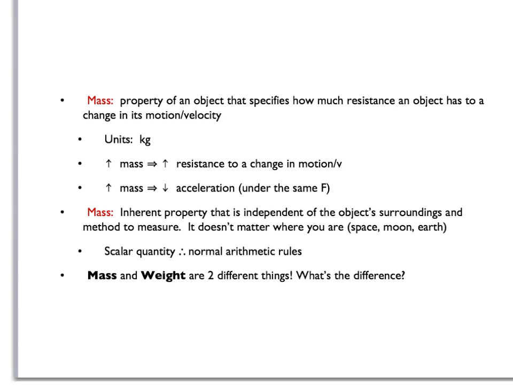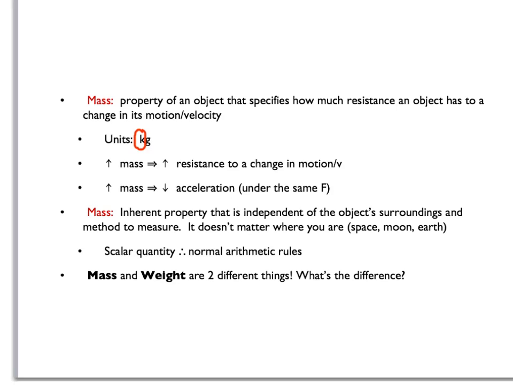So one way to define mass is as a property of an object that specifies how much resistance that object has to a change in its motion or its velocity. The units for mass would be the kilogram, and remember, it's the only SI base unit that has a prefix out in the front, that kilo prefix, so it's not the gram, but it's the kilogram.